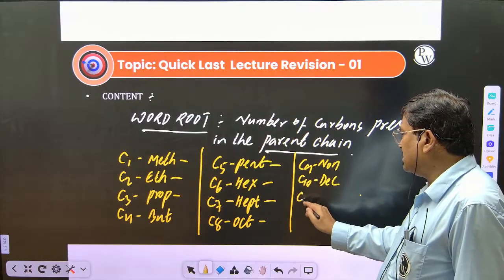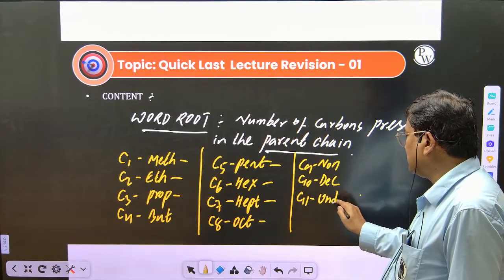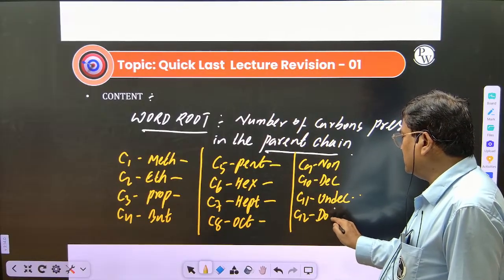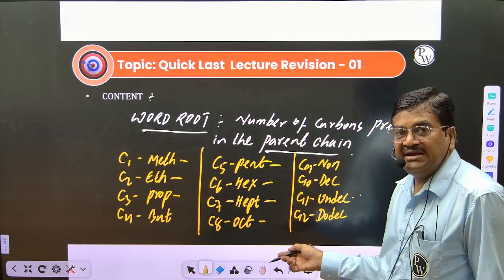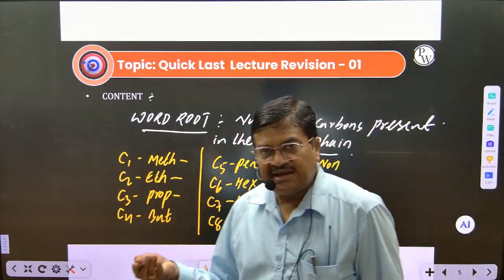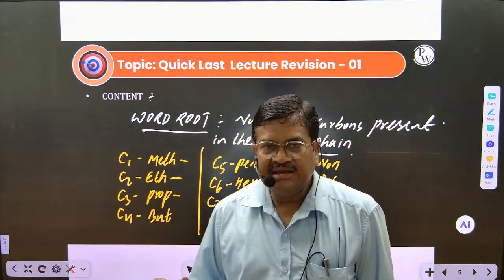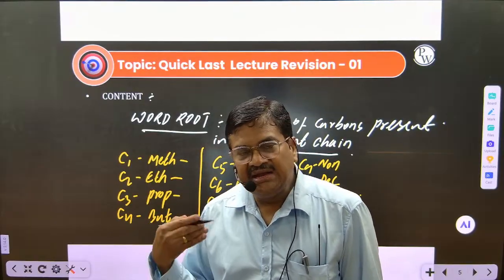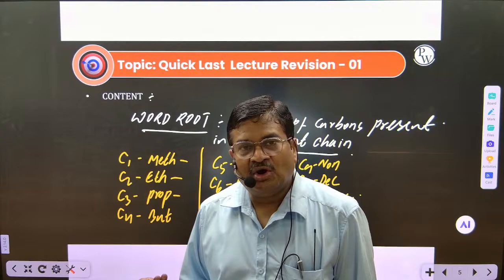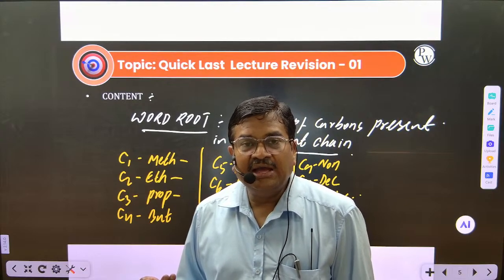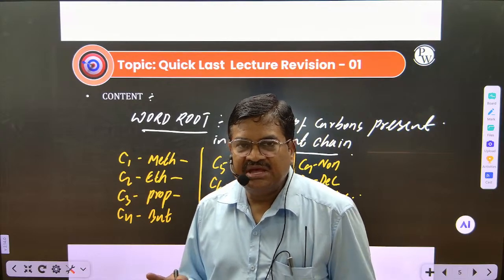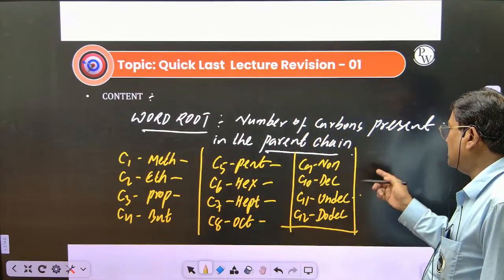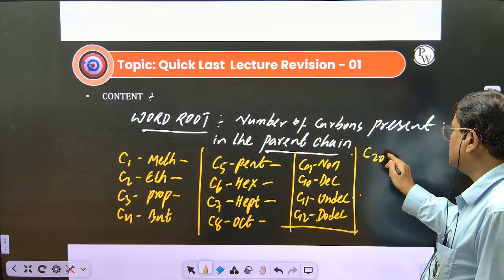If there are 11 carbons, we call it undec. And if there are 12 carbons, we get dodec. Like this, 13 is tridec, 14 tetradec, 15 pentadec, 16 hexadec, 17 heptadec, 18 octadec, 19 nonadec, 20 is icos. In the exam they can't give more than 12. If you want, copy that: 20 is called icos.